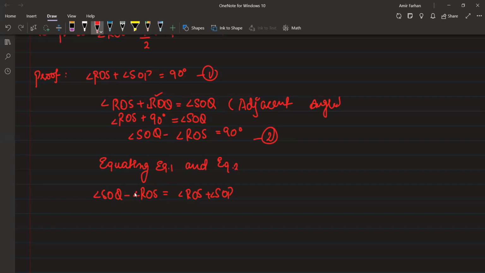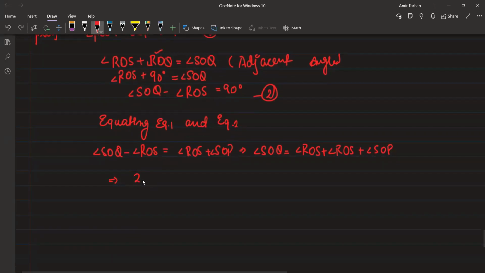So, now tell me, ROS here is in negative sign. So, if I shift that ROS here and SOP here, it will be like this, just a second. SOQ is equal to angle ROS plus angle ROS plus angle SOP. Yes or no? Yes. So, basically this will be 2 angle ROS plus angle SOP is equal to angle SOQ.